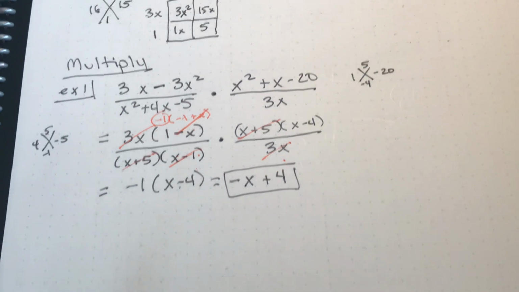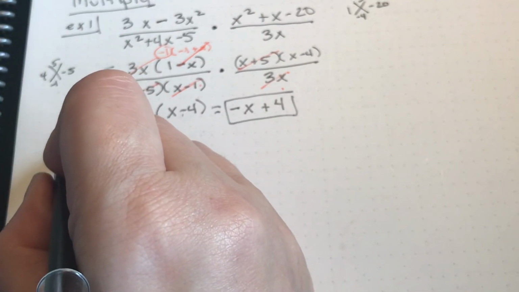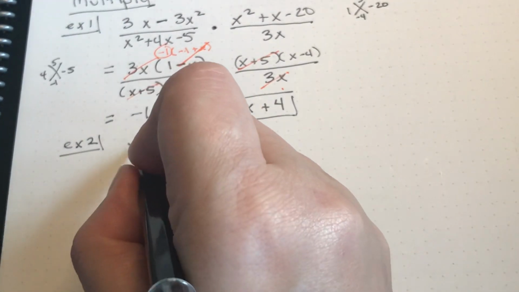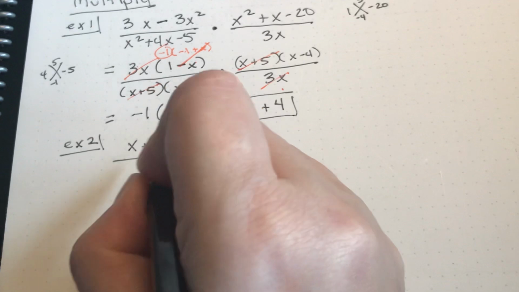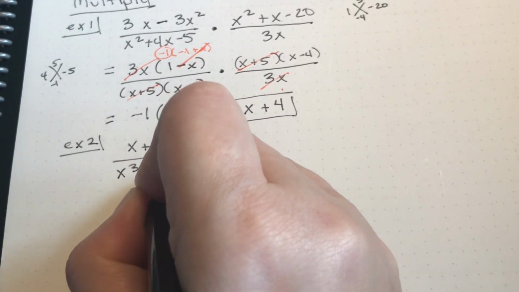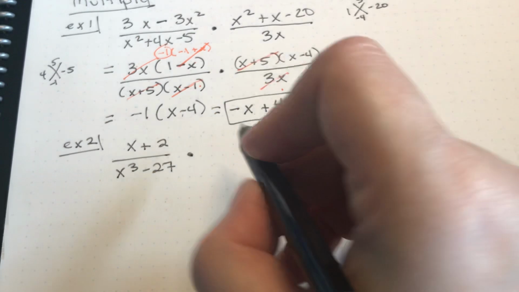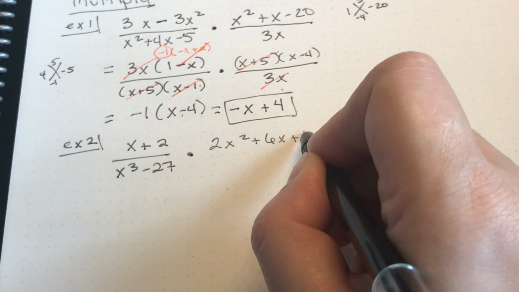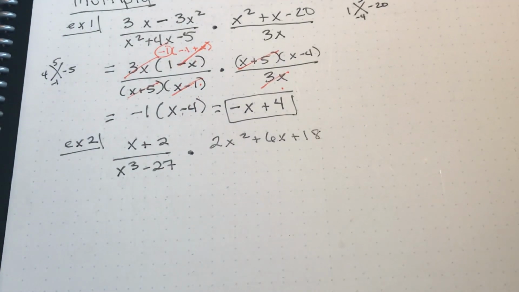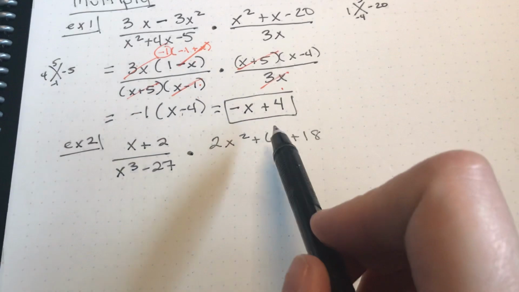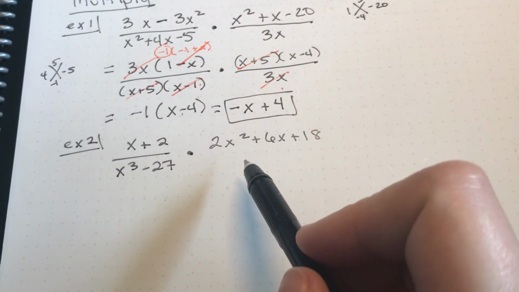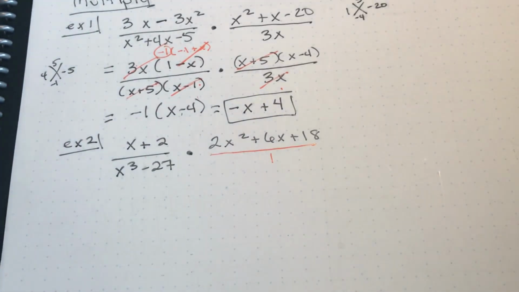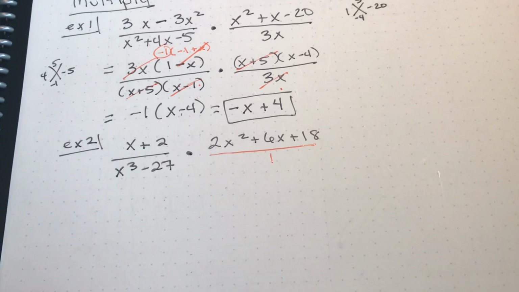Let's do another example. So if I have x plus 2 divided by x cubed minus 27 times 2x squared plus 6x plus 18. Okay, and in this case, this isn't a rational function, it's just a polynomial, but that's okay because I can just put a 1 under it and proceed.